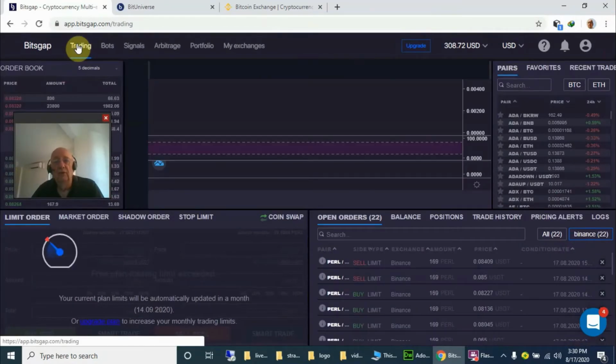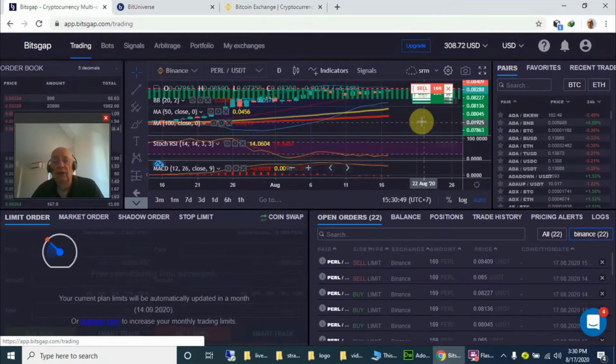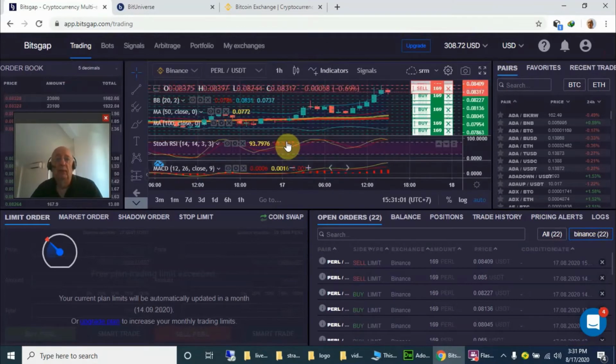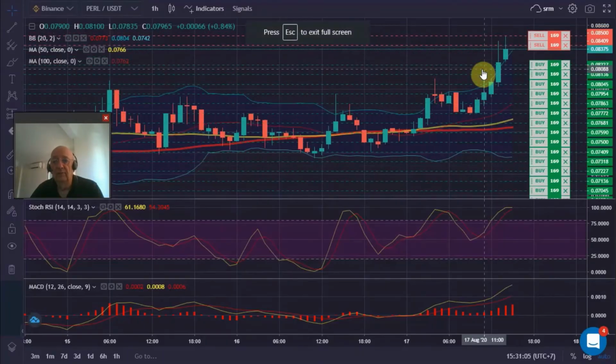On the hourly chart, let's just have a look over here. We are on the 1 hour chart here. Oh, sorry, we're on the 1 day. Sorry, on the 1 day. Let's go to the 1 hour. 1 hour chart. Righto. Now let's just go and increase this over here.